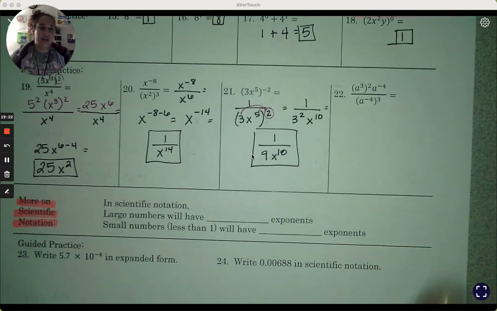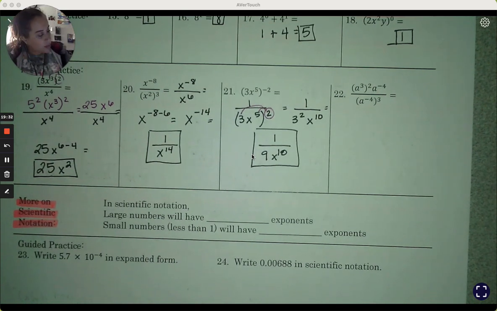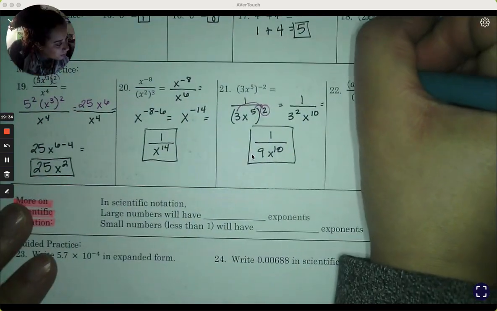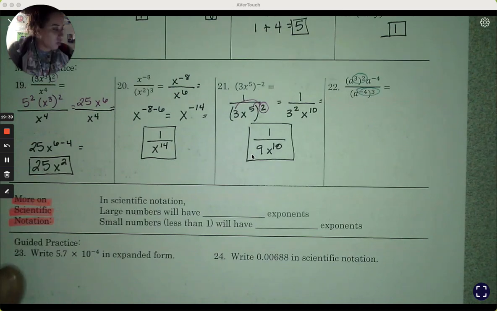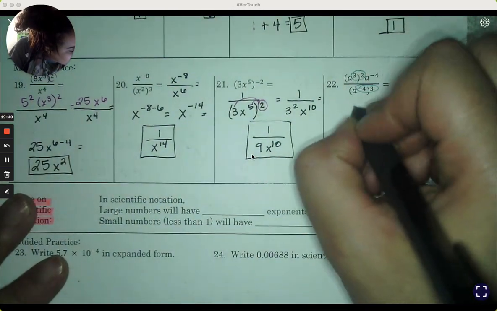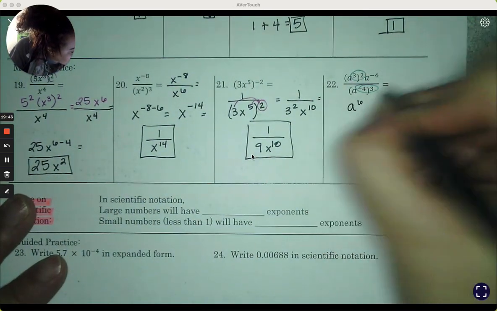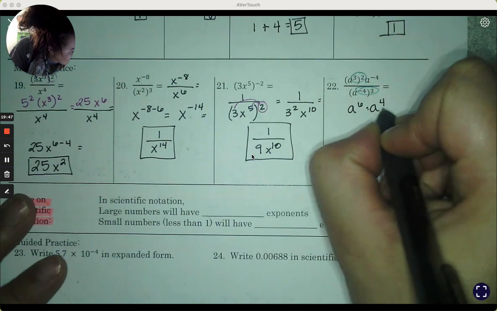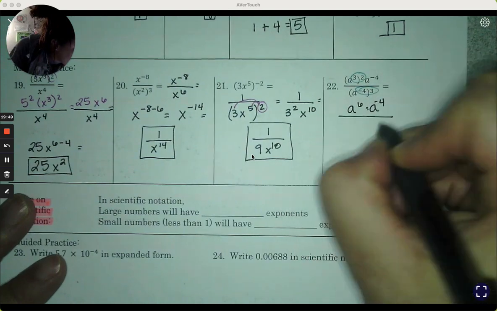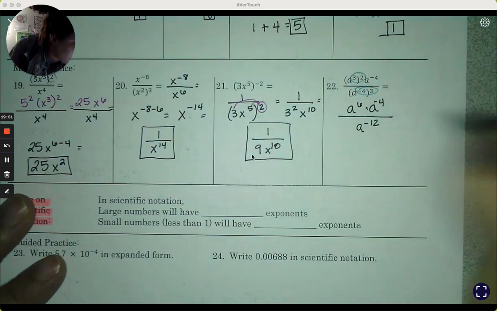All right, 22. Let's just simplify. And when I say simplify, I mean let's get rid of the parentheses. So first thing I'm going to do, product to a power. So we have a to the 6th times a to the negative 4, sorry, over a to the negative 12.